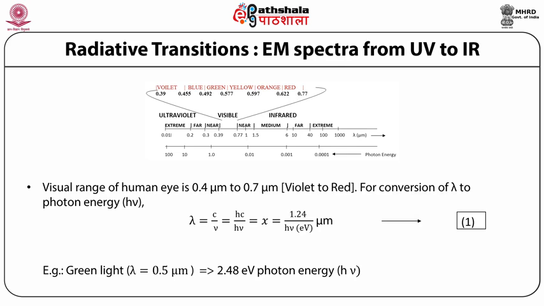For conversion of lambda to photon energy h nu, we have lambda equal to c by nu, that is equal to hc by h nu, which is equal to 1.24 divided by h nu in electron volt micrometer, where c is the velocity of light. If we take an example for the green light, which has wavelength 0.5 micrometer, this implies 2.48 electron volt of photon energy h nu.